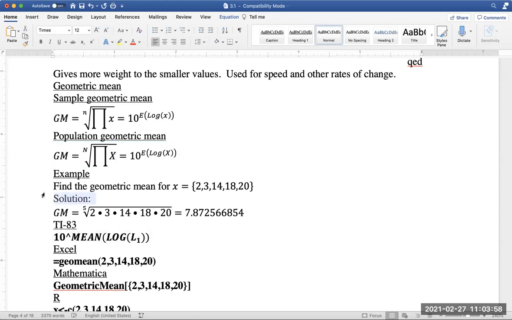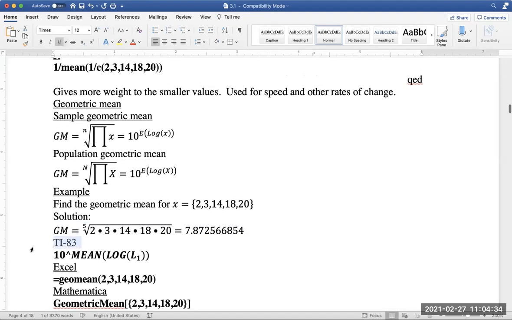So let's find a geometric mean for 2, 3, 14, 18, 20. Same set of data values. To compute the geometric mean, let's multiply 2, 3, 14, 18, 20 together, and then take the fifth root, since they're five numbers. That gives 7.872566854.